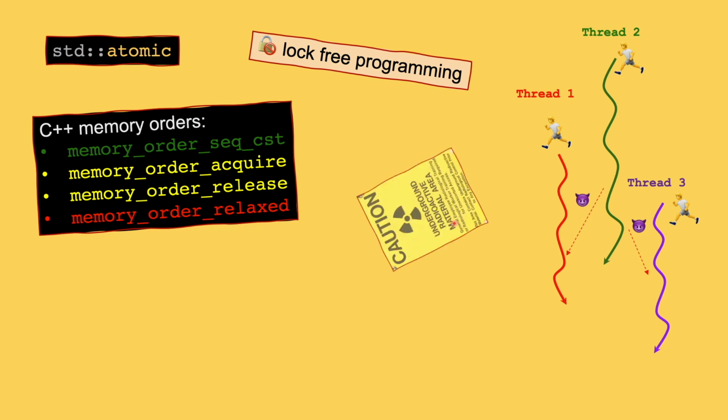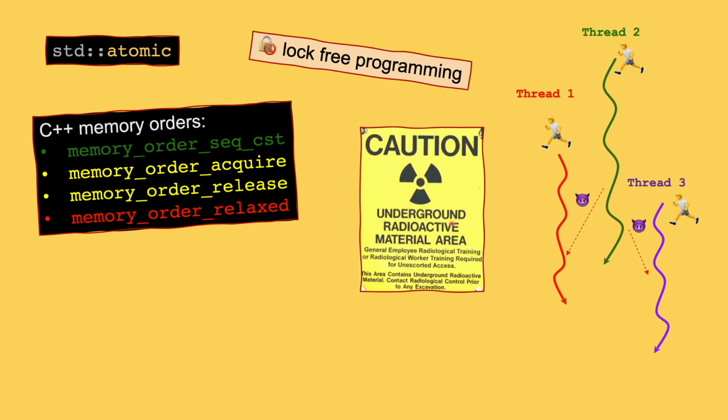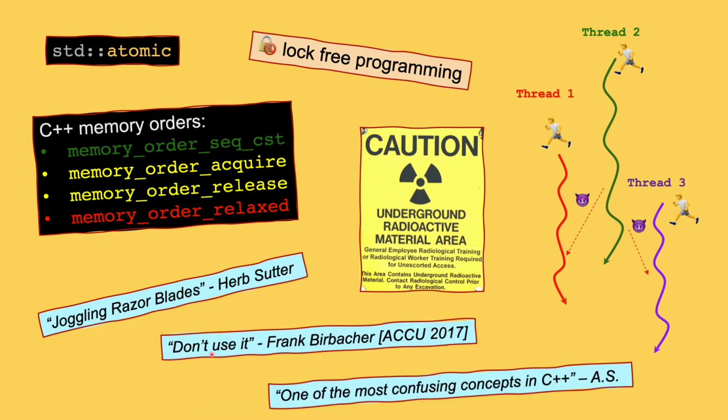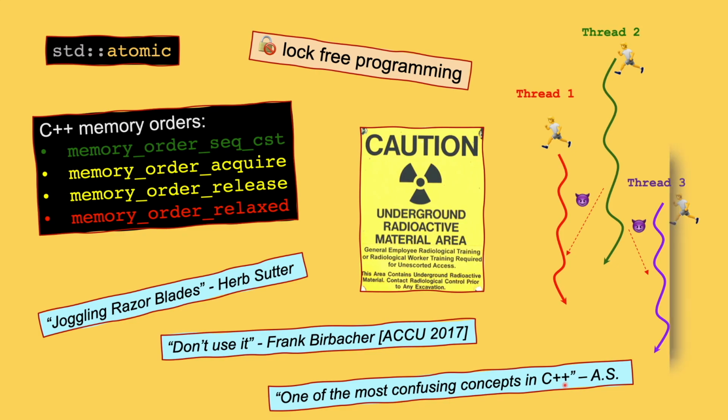std atomic is very notorious for being misused, and we will learn why a lot of people advise to use a lot of caution when you are using std atomic. It has been famously said that using std atomic is as if you're juggling razor blades, and maybe you should not use them at all, and it's probably one of the most confusing concepts in C++. Okay, I might have made up the last quote, but you get the point.